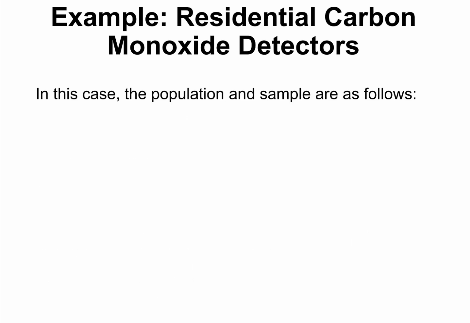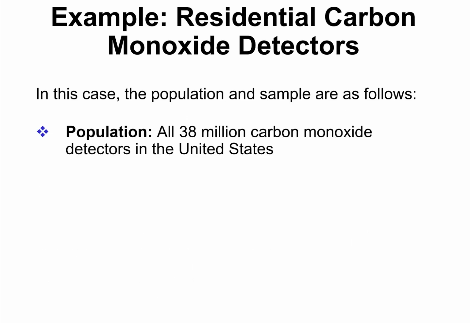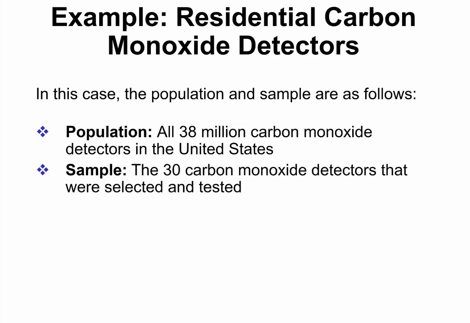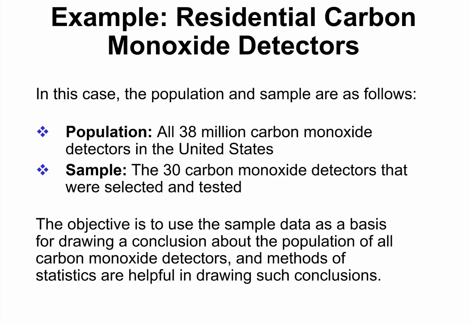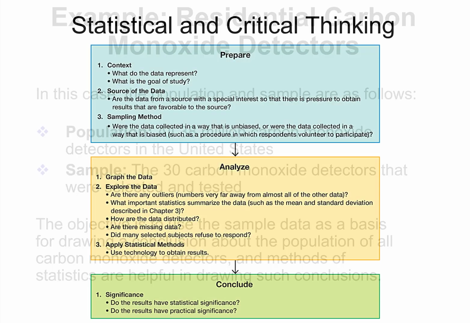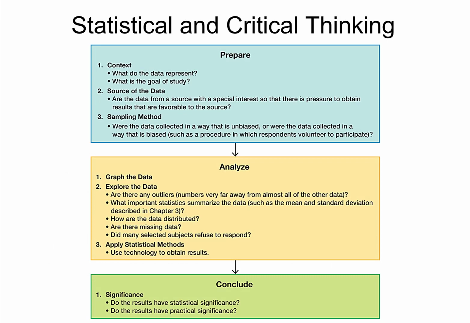In this case, the population and the sample are as follows. The population is the 38 million detectors, all of them, in the United States, and the sample is the 30 that were randomly selected and tested. The objective here was to use the sample data as a basis for drawing a conclusion about the entire population. And here's a little graphic that shows those three steps we mentioned earlier: prepare, analyze, and conclude.